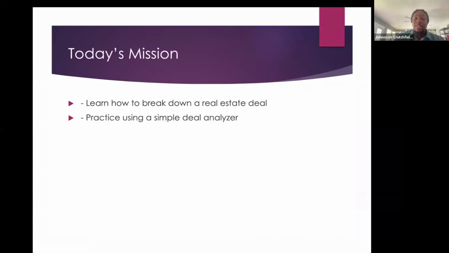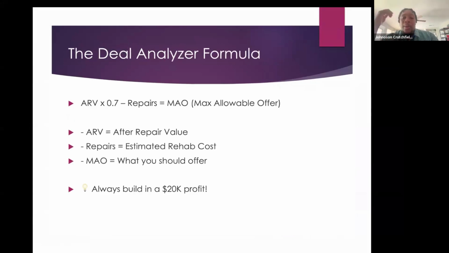We're going to break down a real estate deal and then we're going to practice determining if something is a good deal. Very simple day. You probably heard this before. A good formula here is the ARV multiplied by 0.7 minus repairs is going to give you your max allowable offer for a good flip. This is a good starting place.